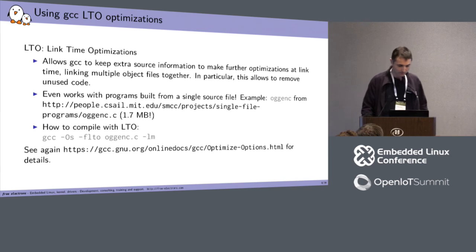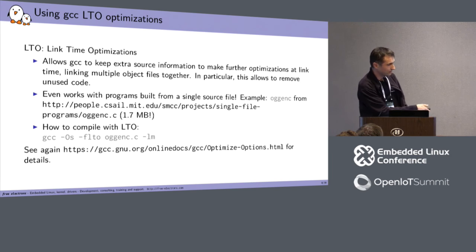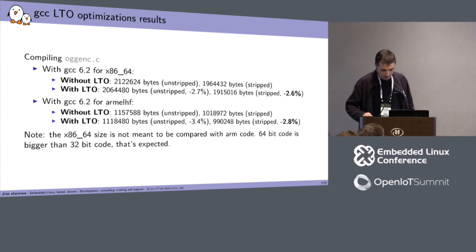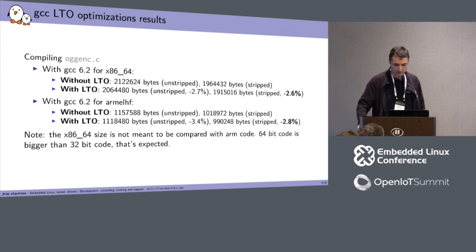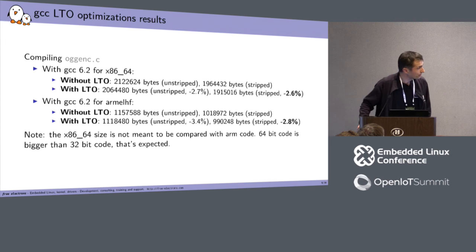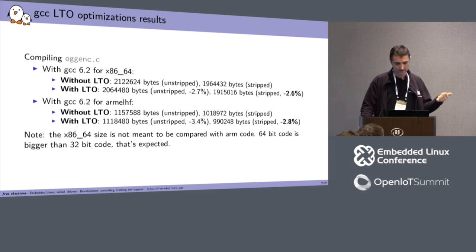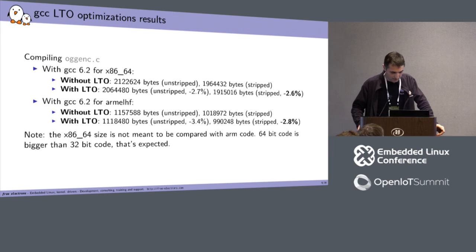If you want to compile with LTO, you just add -flto in addition to -Os. This is a link to more details about LTO in GCC. Still on ogenc.c, if you compare without LTO and with LTO, you can save about 2.6% in the stripped executable, which is quite good given the size of the executable at the end. So it's pretty nice. That was on x86 64, essentially on my laptop.